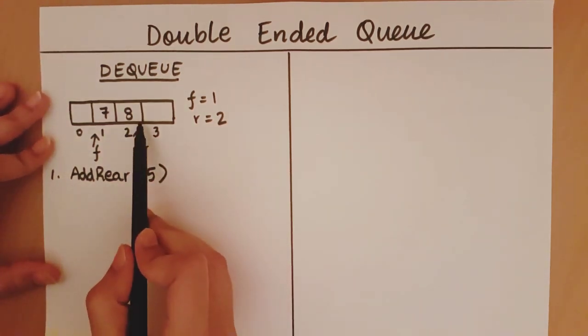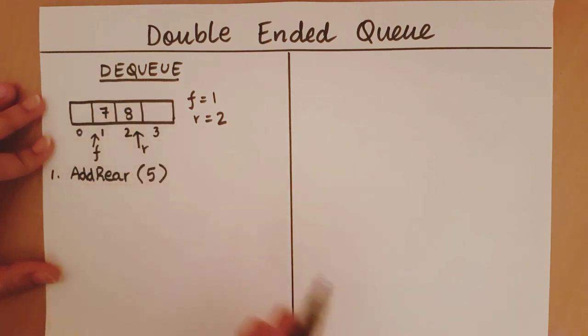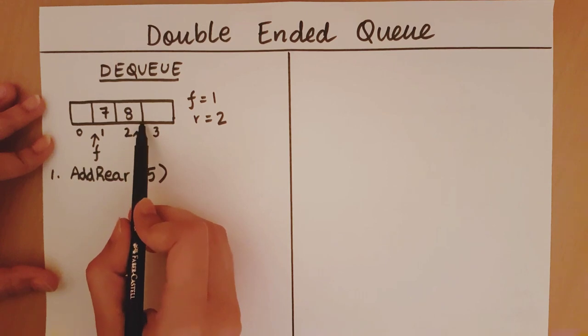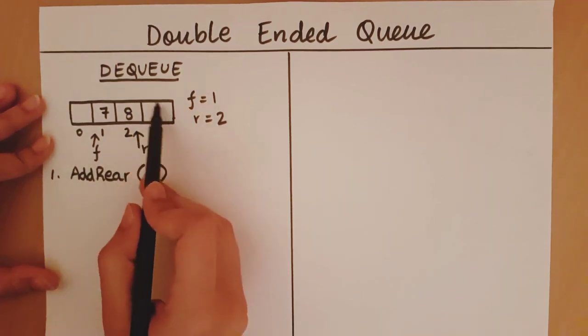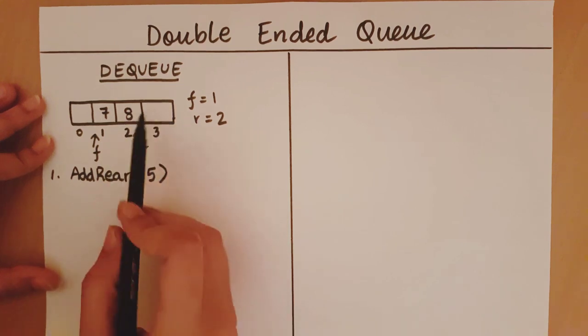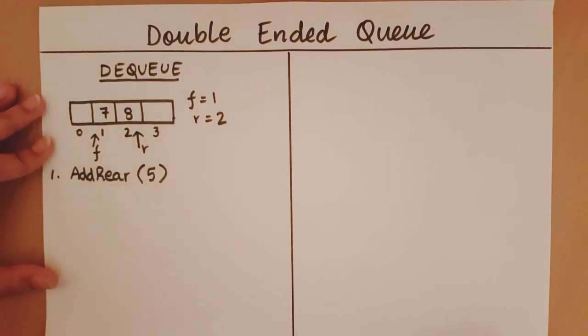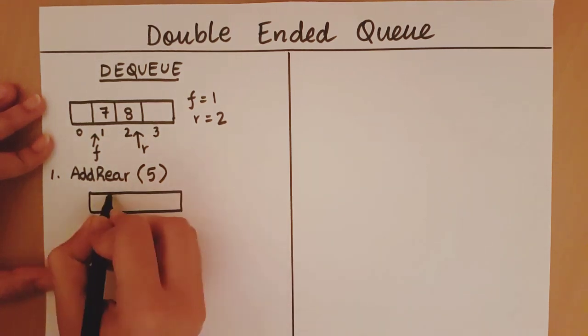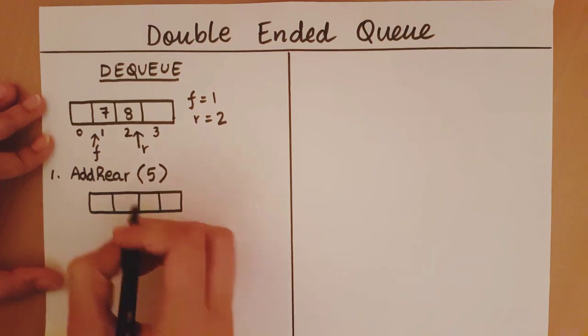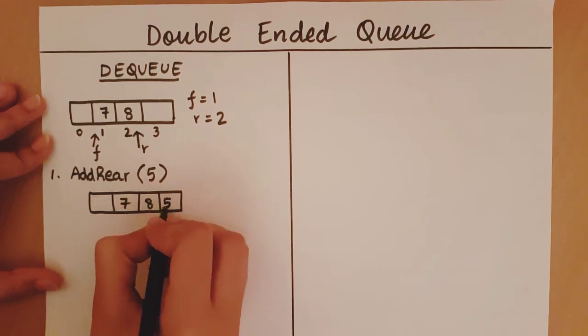When I want to add from the rear in this existing queue, this means I want to add at this end. So this means I want to add an element to this block. So how must I do that? Finally, we want a queue which looks like this.